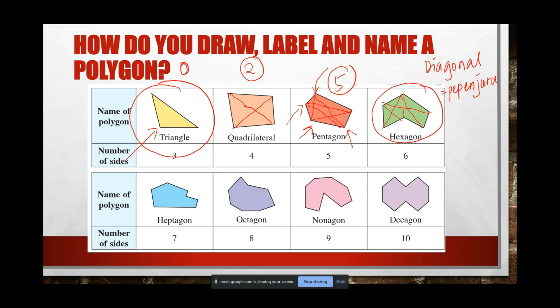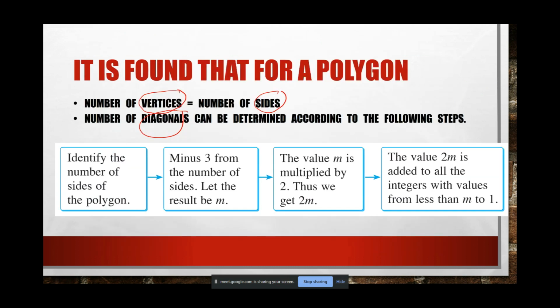How to find the diagonal? There are a few steps. First, you identify the number of sides of the polygon. Then you minus 3 from the number of sides and let the result be m. For example, if we are looking at a quadrilateral, the number of sides of a quadrilateral is equal to how much? 4 sides, right? So here we got 4. Minus 3 from the number of sides, so 4 minus 3, the result be m. Therefore, 4 minus 3 is equal to 1.